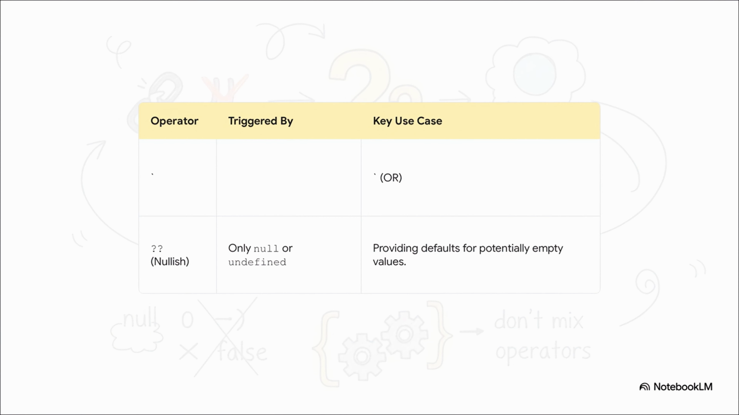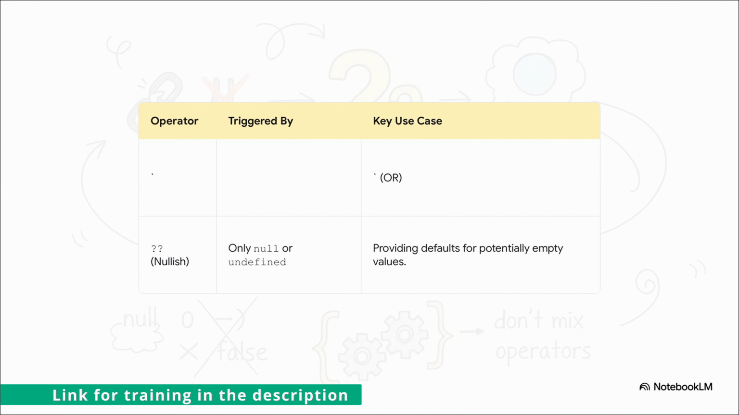You've got the OR operator, ||. It gets triggered by any falsy value. We're talking 0, empty strings, the works. So you should use it when you truly want to find the first truthy thing in a list. And then you've got our new friend, the nullish operator, double question mark. It is only triggered by null or undefined, period. This is your go-to tool when you need to provide a default, but absolutely must protect real values like 0 or an empty string.